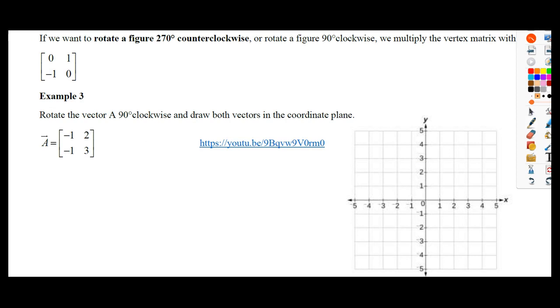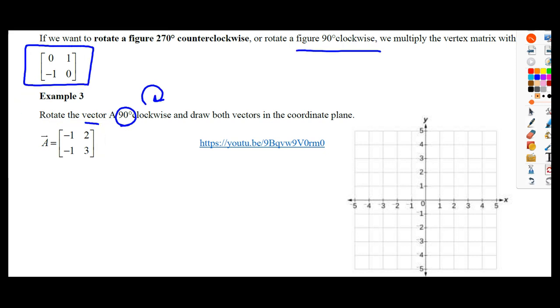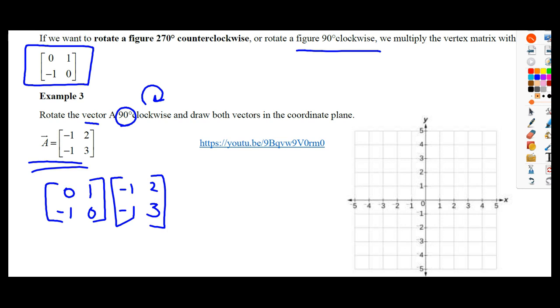So for this example, we want to rotate the vector 90 degrees clockwise. We will multiply this matrix with that. The transformation matrix has to go in front of the set of coordinates that you want to transform. So the transformation matrix goes first, then the matrix you want to apply it to.